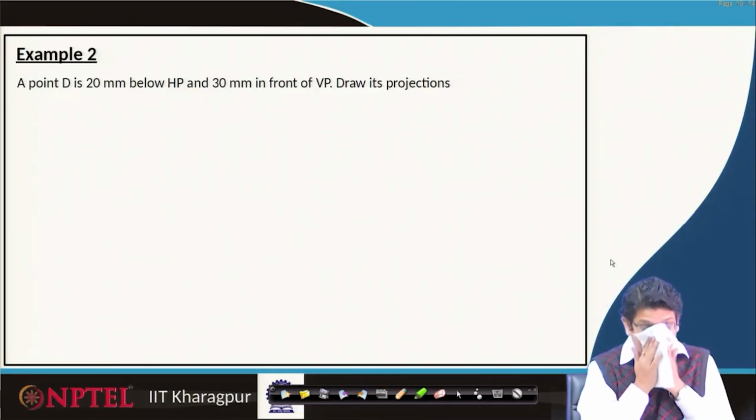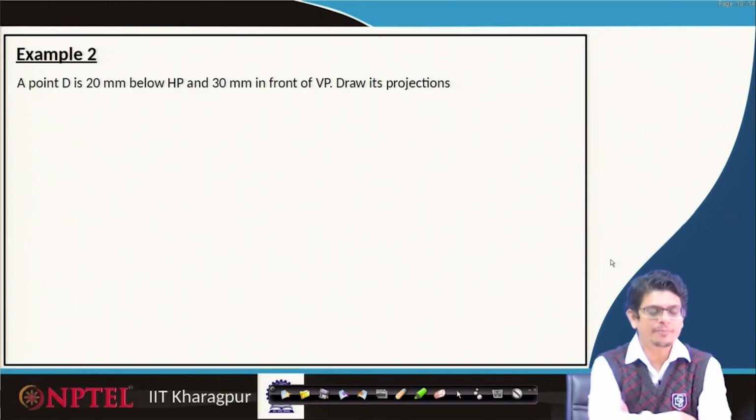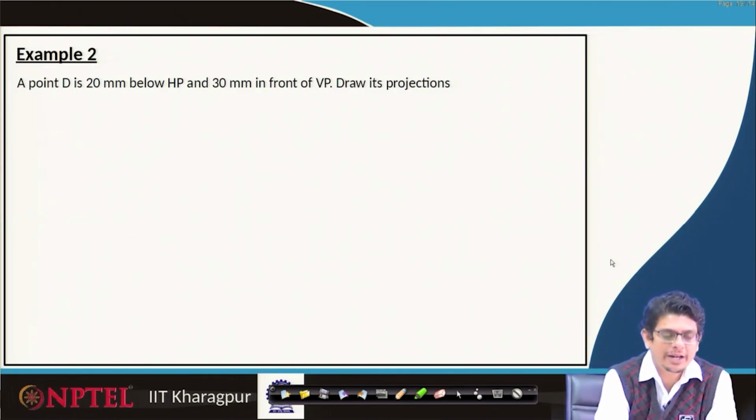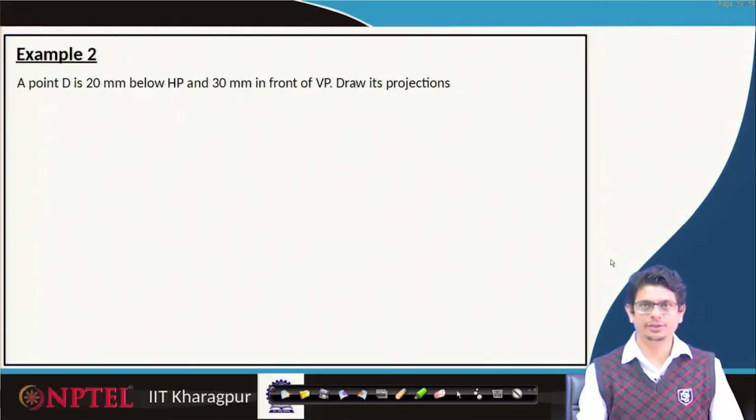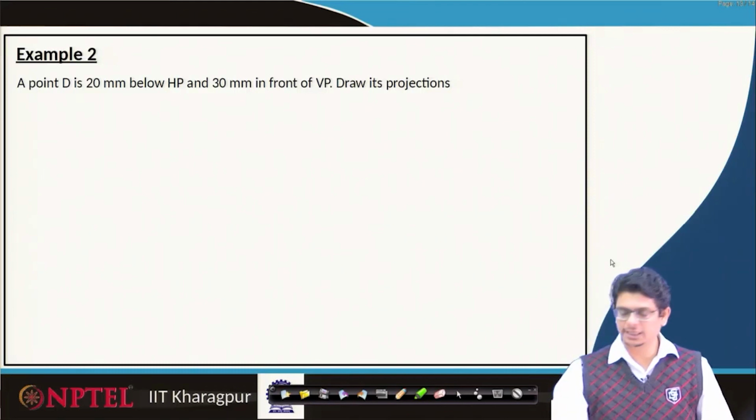Now, let us ask the next question. A point D is 20 mm below the horizontal plane and 30 mm in front of the vertical plane. Draw its projections. Can you guess how to draw this point?